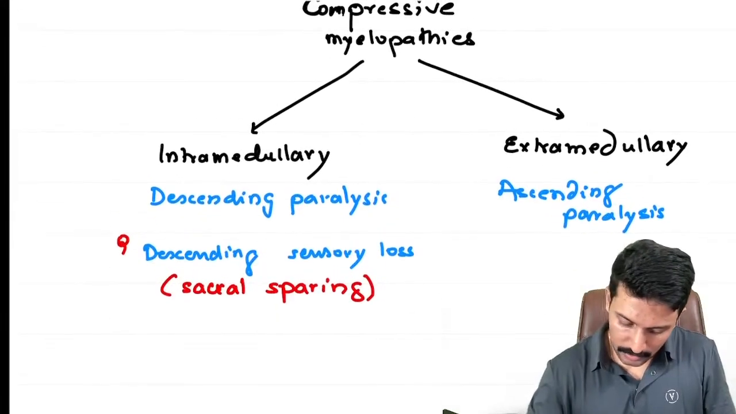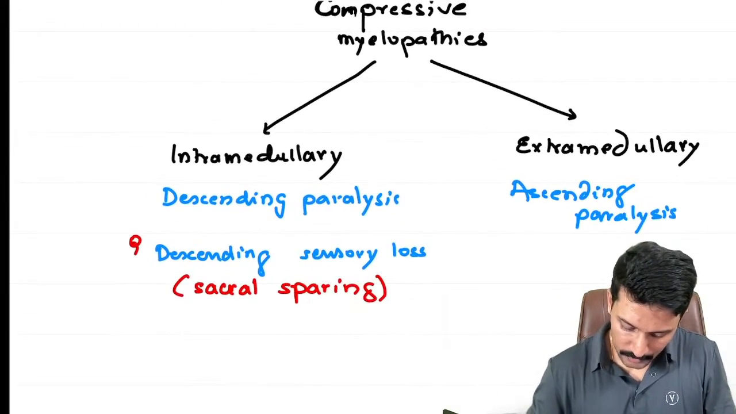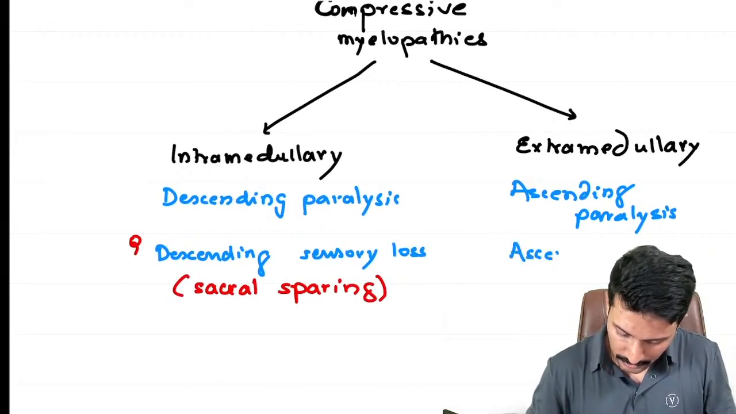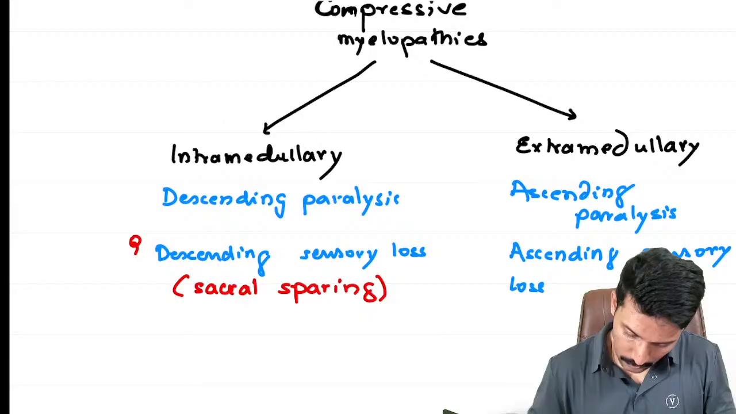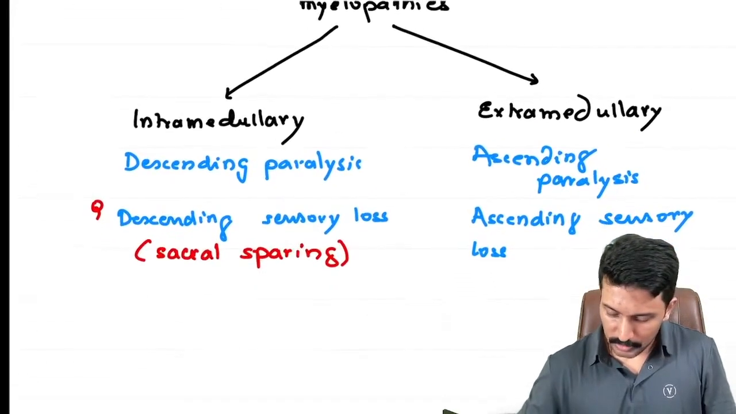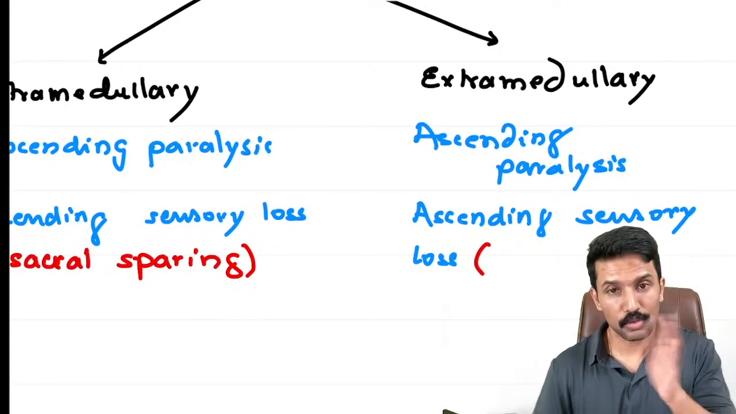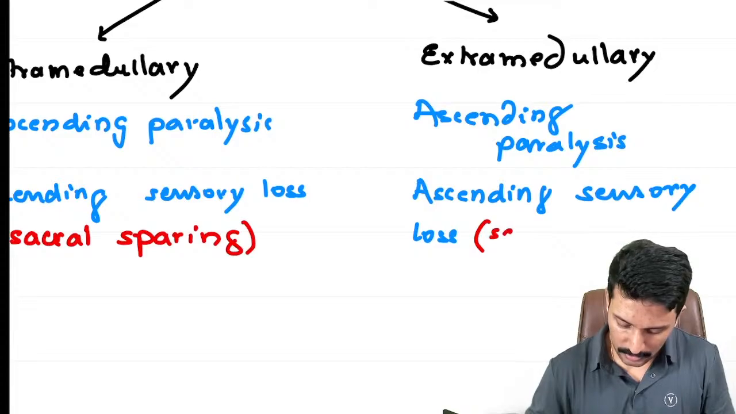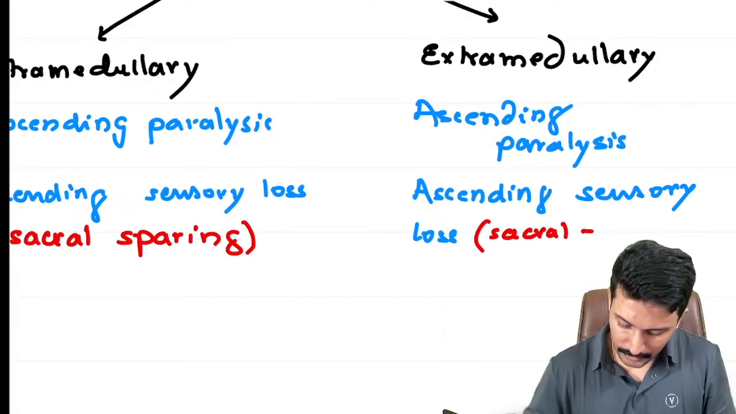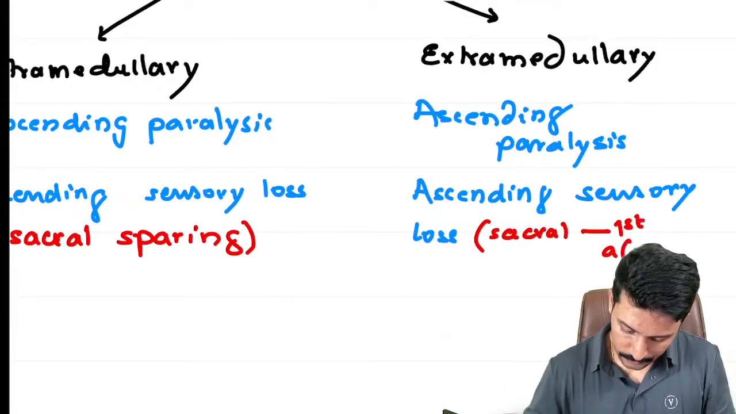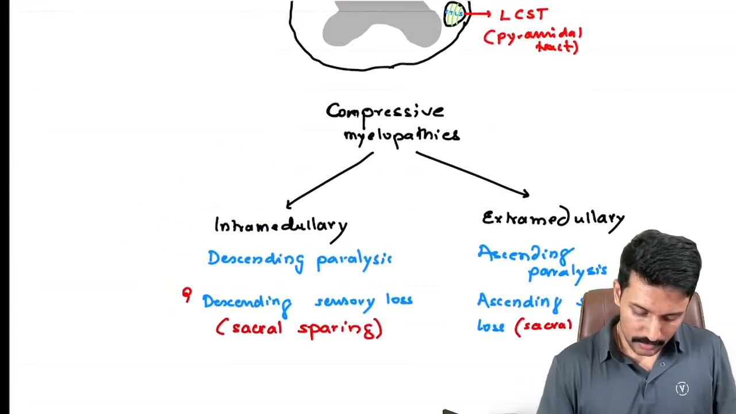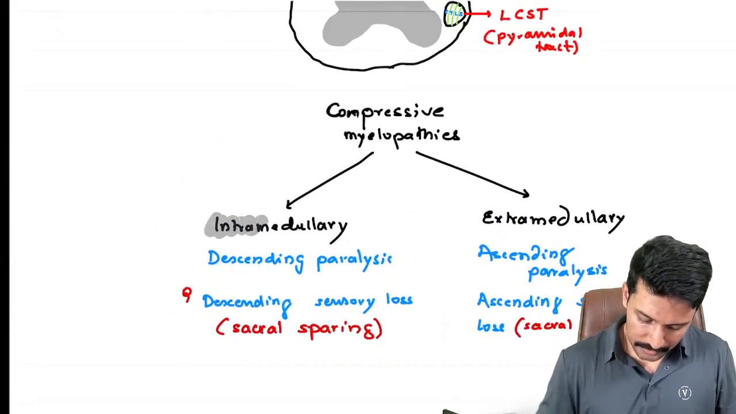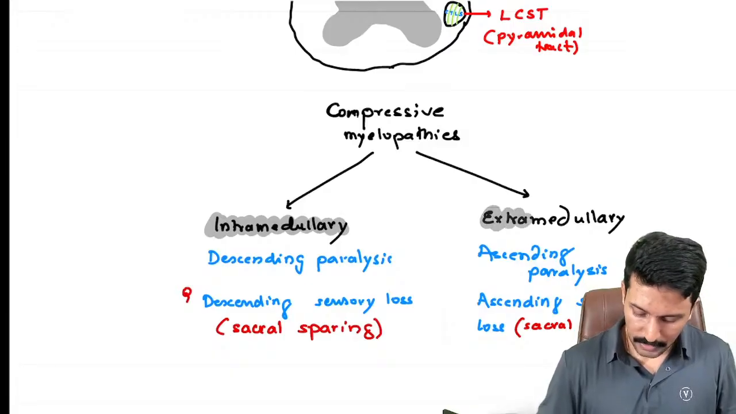Okay, and on the other hand, in patients with extramedullary, we get ascending sensory loss, and the sacral is the first affected. Ascending sensory loss, and because the tumor is coming from outside, sacral neurons are most sidewards positioned, so the sacral region is the first affected region. Okay, so that helps you to differentiate between intramedullary versus extramedullary.